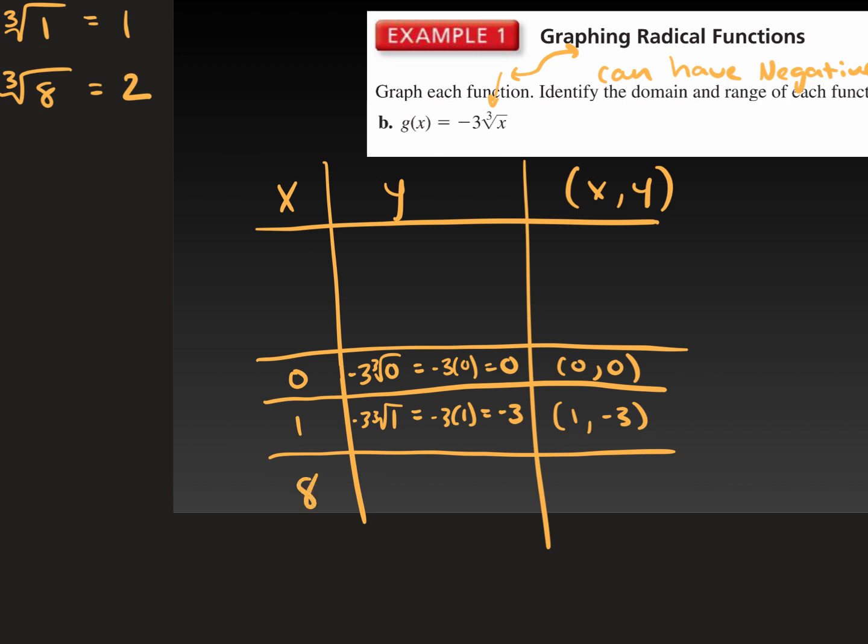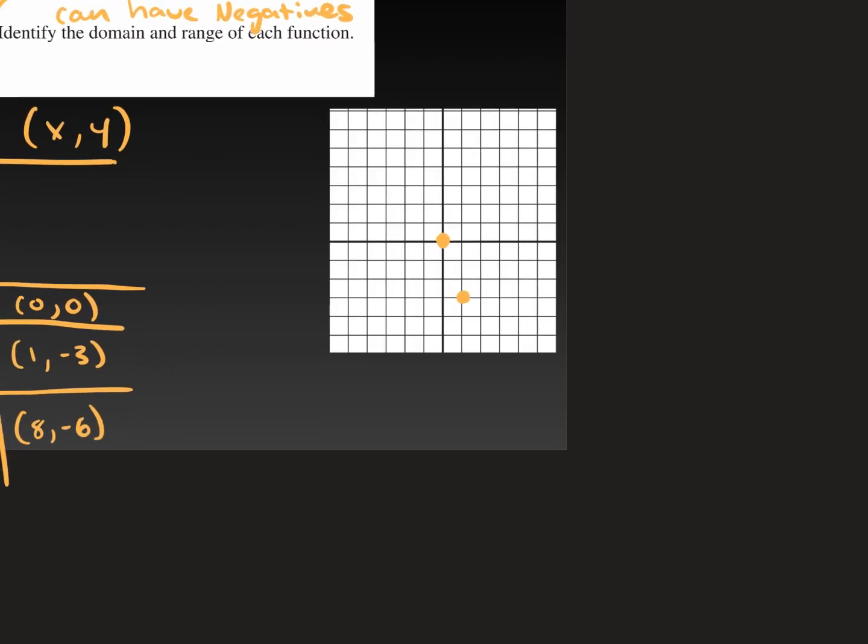Let's plug in 8. So negative 3 times the cubed root of 8. What did we say the cubed root of 8 is? 2. And negative 3 times 2 is? Negative 6. So my point would be 8 comma negative 6. So it's a little bit off our graph, but that's fine. We're just using it to help us tell the shape. So I go to the right 8 and down 6. So it'd be over here. So that's part of my graph.